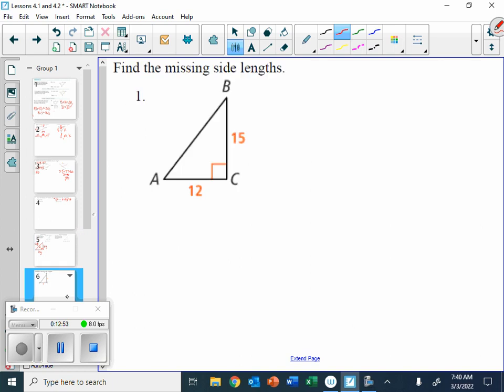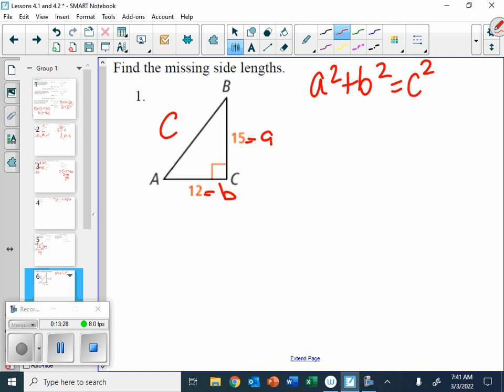I need to find the missing side length. Okay? The Pythagorean theorem. A squared plus B squared equals C squared. Which side am I looking for, A, B, or C? C. Okay, the hypotenuse. I'm looking for my hypotenuse. That is always C. You can also see that angle C is going to be opposite of side C. Okay, so I can say that 15, that's opposite A, and 12 is opposite B.